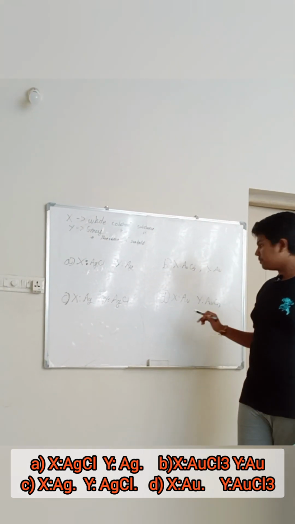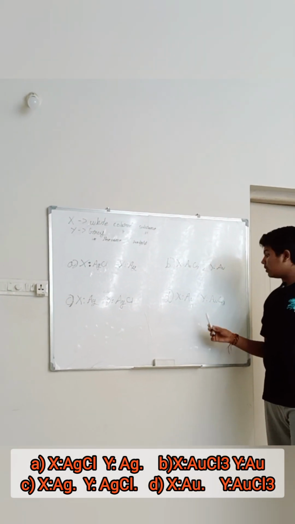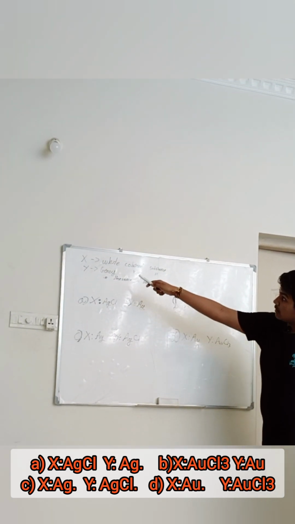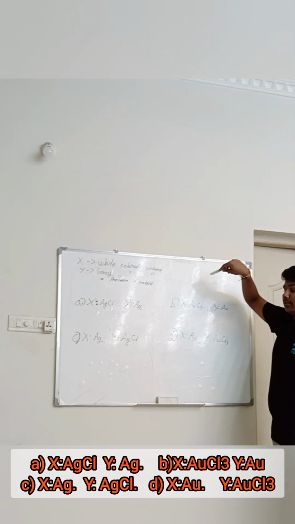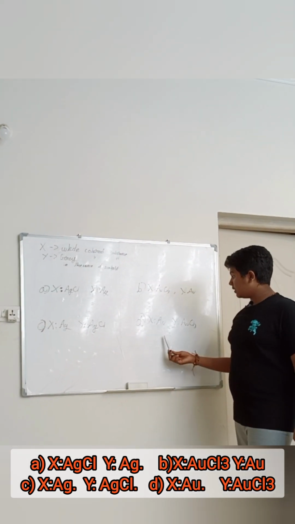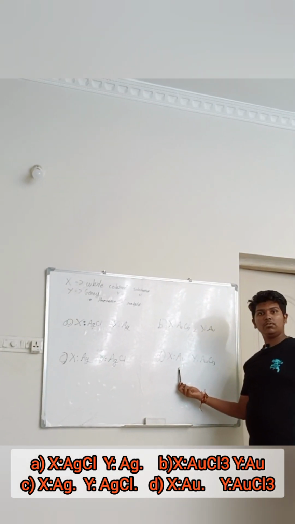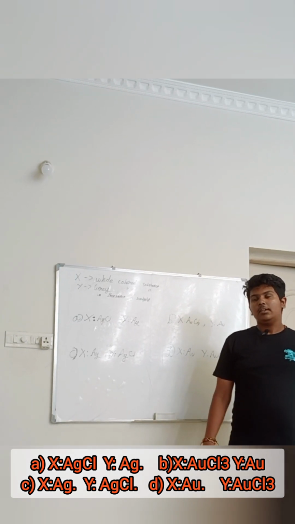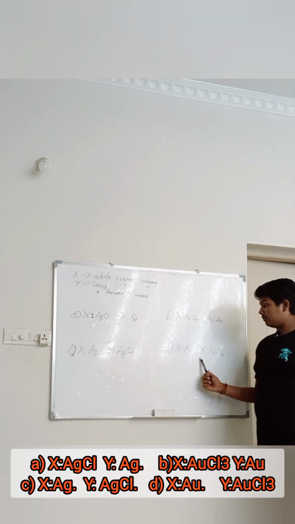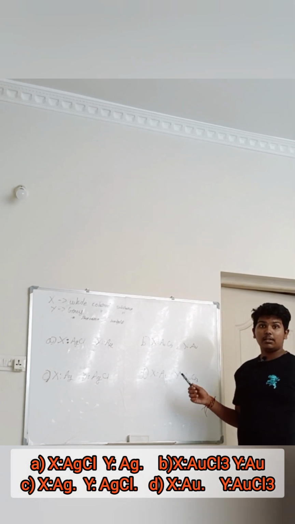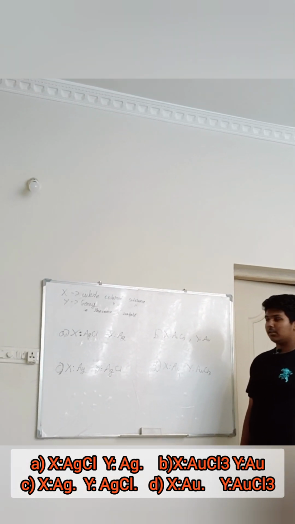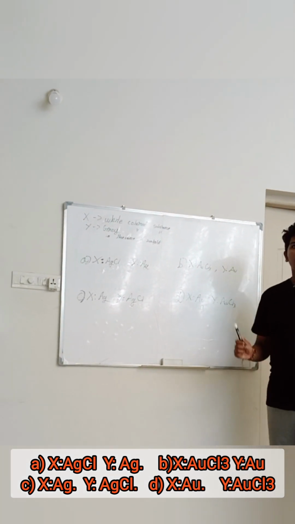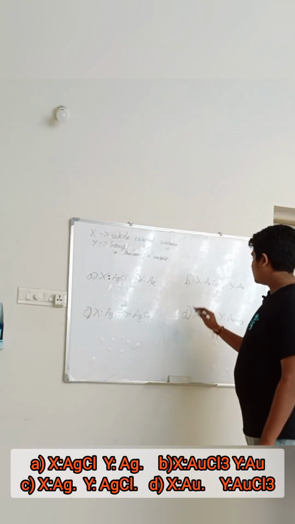So let's start with this one. Here it is given X is gold and Y is gold chloride. And they are saying it's a white colored substance. Is this white color? Gold? No. What is the color of gold? Yellow, right? And is this X, which is given here as gold, white in color? No. So not possible. And here is gold chloride. So no, this is not possible.